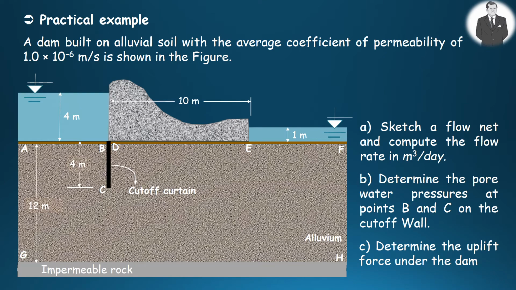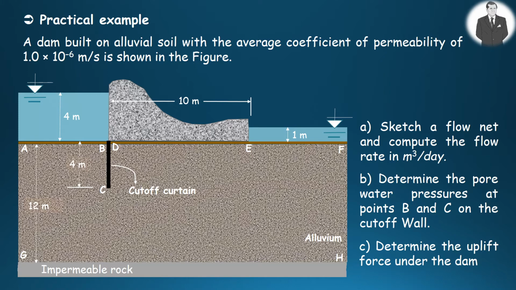Here you have a practical example to better understand what I have explained so far. A dam, as shown in the figure, is built on alluvial soil with an average coefficient of permeability of 10 to the power of minus 6 meters per second. So you are asked: A, to sketch a flow net and compute the flow rate in cubic meters per day. B, to determine the pore water pressures at points B and C on the cutoff wall.